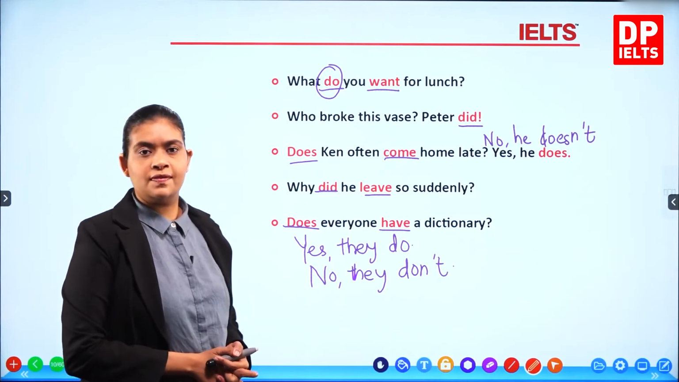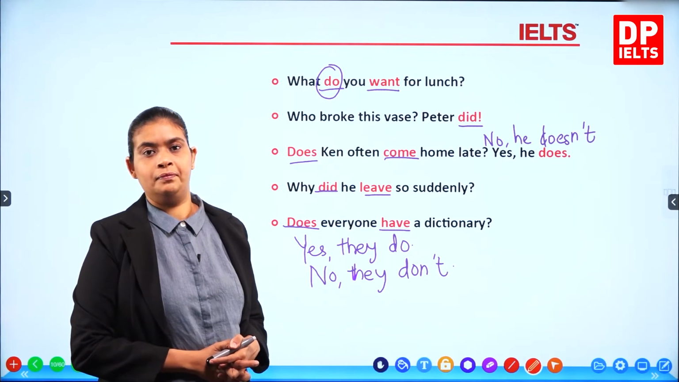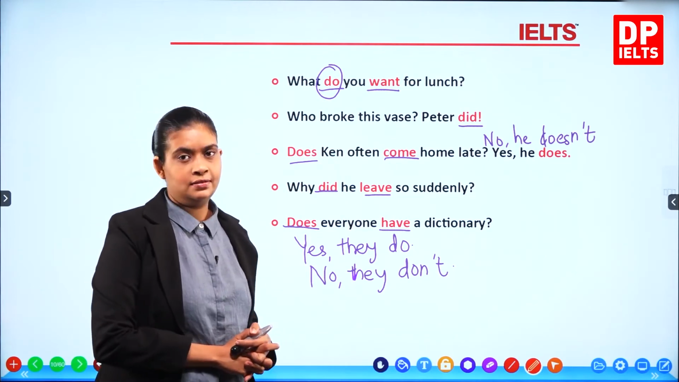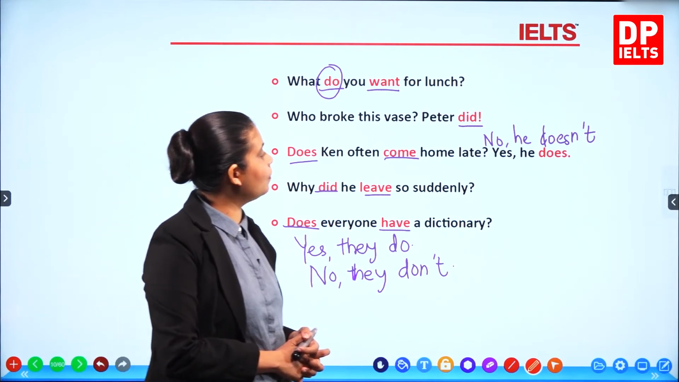Who broke this vase? Peter did. Right? Does Ken often come home late?